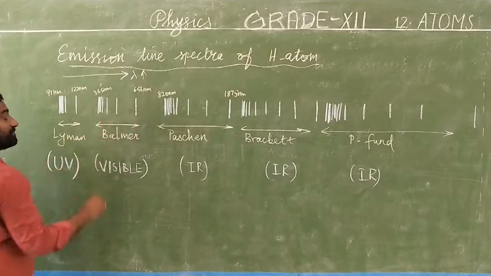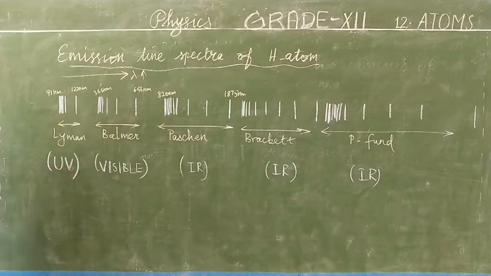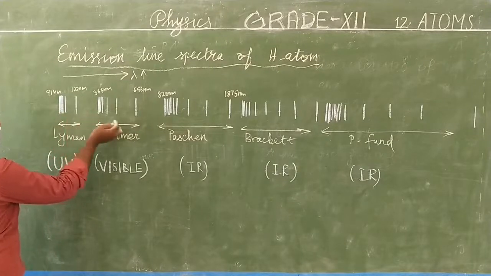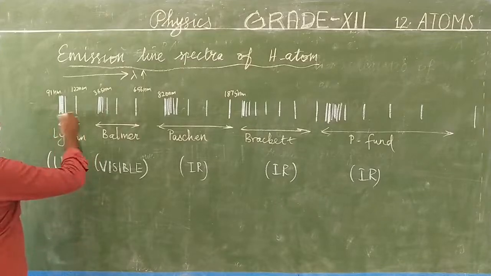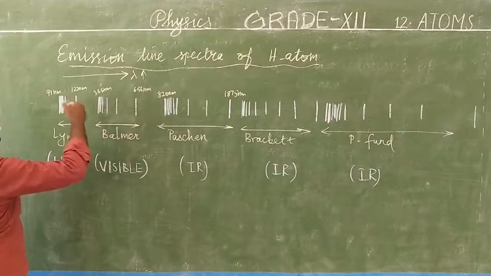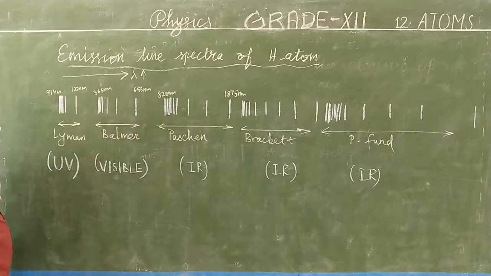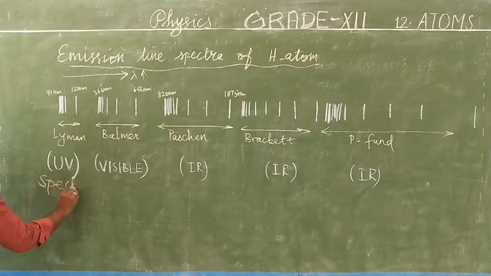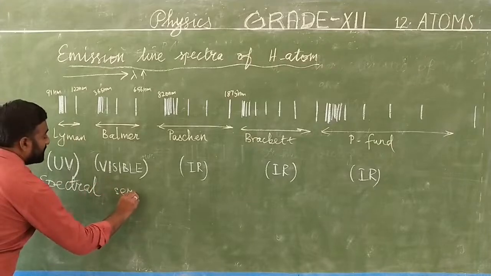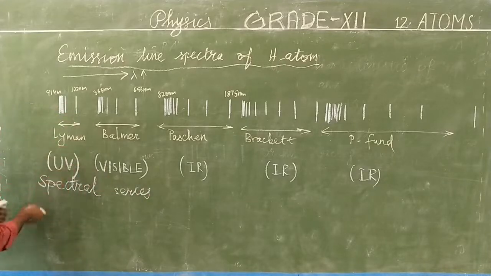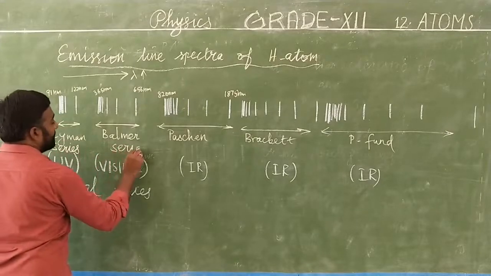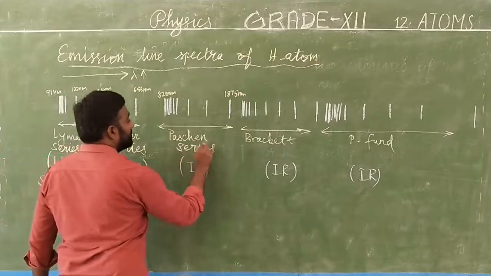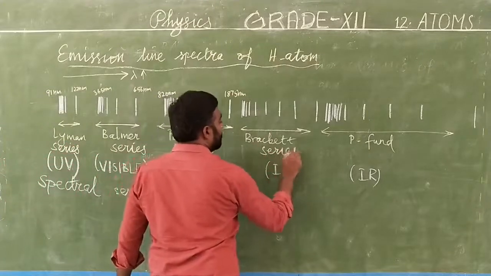Each line is called a spectral line, and the total is called a spectral series. Towards the right-hand side, the wavelength is increasing. So from this we can identify the spectral series: this is the Lyman series, this is the Balmer series, this is the Paschen series, and similarly Brackett and Pfund.